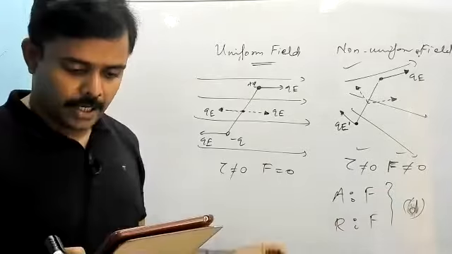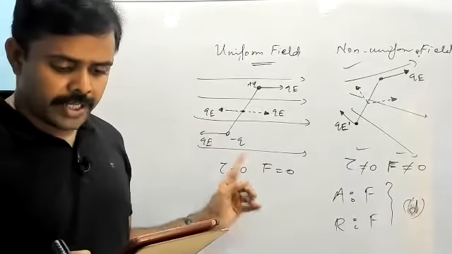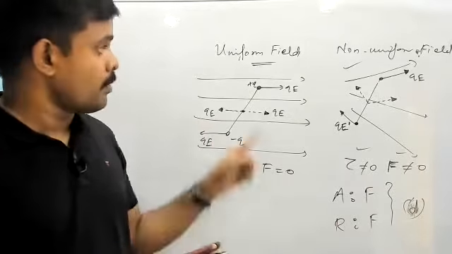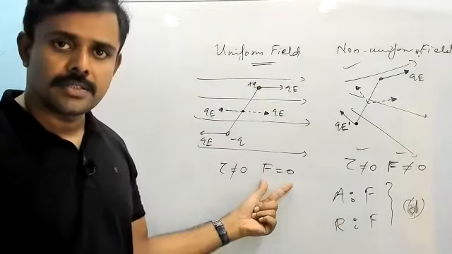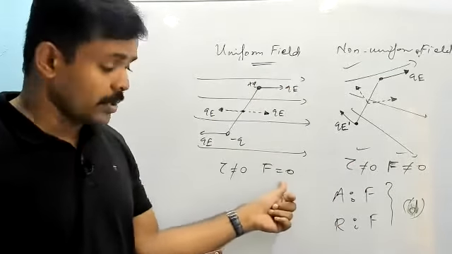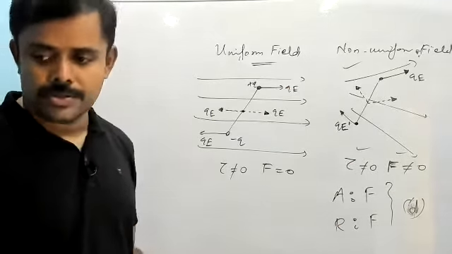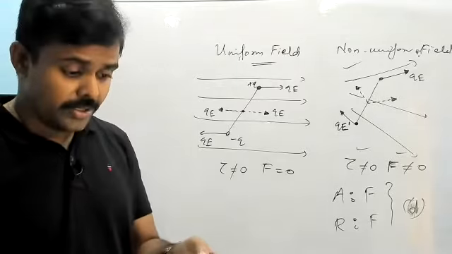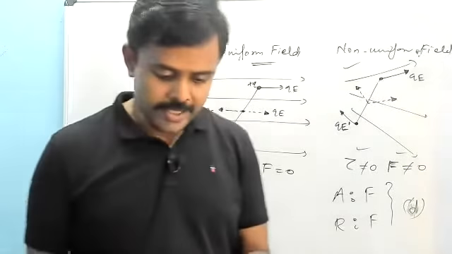Assertion is false. How about the reason? Force would act on the dipole if the magnetic field is uniform. Magnetic field is uniform. Will force act? Force wouldn't act. It is equal to 0, so that statement is also wrong. Assertion is wrong. Reason is wrong. So the answer is option D.